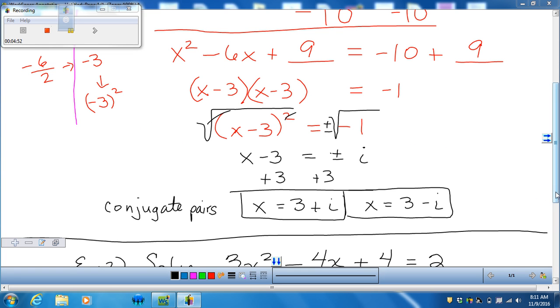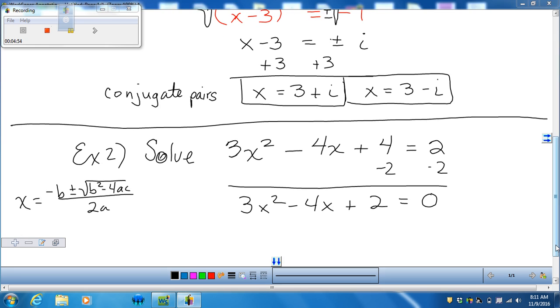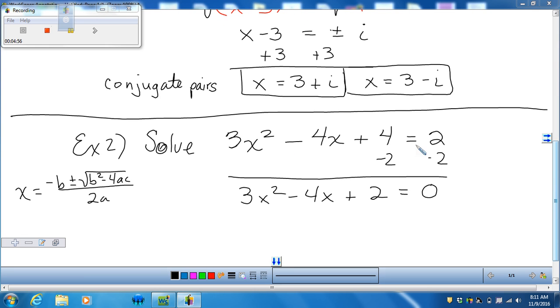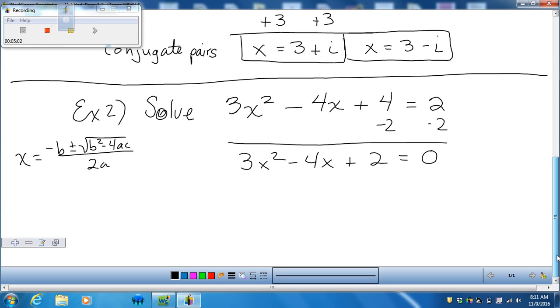But when the a value is some other number that you can't factor out of all the terms, it makes completing the square a lot more difficult. So I'm going to use the quadratic formula. Alright, so now I'm going to label my values. A is 3, B is -4, C is 2. Once I've done that, now I'm ready to plug in to my formula.